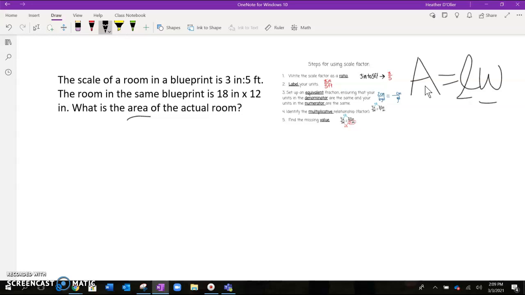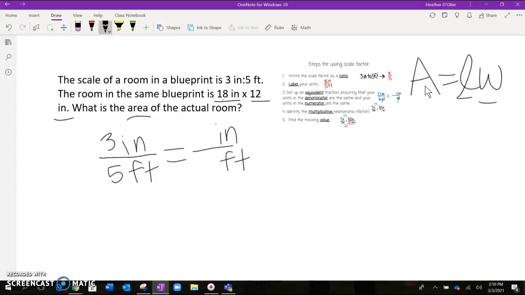So in order to do that, I'm going to start by using the scale factor. I'm going to set it up as a ratio. And I like to combine step 1 and 2. So 3 inches to 5 feet. So I've set up my ratio. I've labeled my units. Now I'm setting up an equivalent fraction, step 3, ensuring that my units in the denominator and numerator are the same. So inches on top, feet on bottom. They gave me 2 measurements though, 18 inches and 12 inches. So I can only do one at a time.